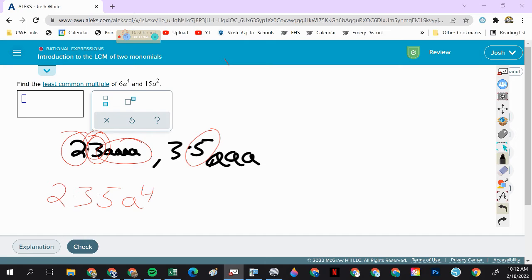So 2 times 3 is 6. 6 times 5 is 30. A to the 4th. Why didn't I throw that other 3 in there? Well, if I did, then I would create a 90. Is 90 the smallest number that 6 and 15 go into? No. 6 and 15 both go into 90, but it's not the smallest one. So by choosing the largest set on each side, I guarantee that my answer is as small as possible.